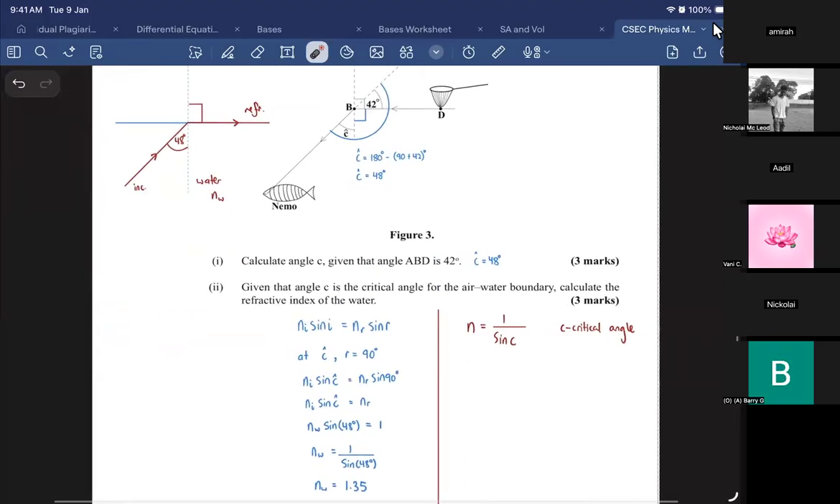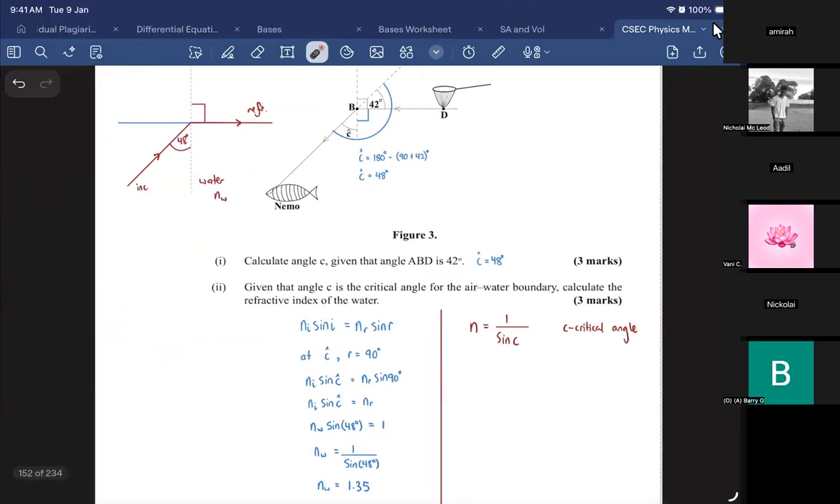And so, Zachary, once you figure that out, you're going to use this formula: Ni sin i is equal to Nr sin r. At the critical angle, what's the angle of refraction? 90 degrees. Right. So I replace i with C and I replace r with 90. Because the critical angle is just the angle of incidence. Next thing, sine 90 is 1, so 1 times Nr is just Nr.